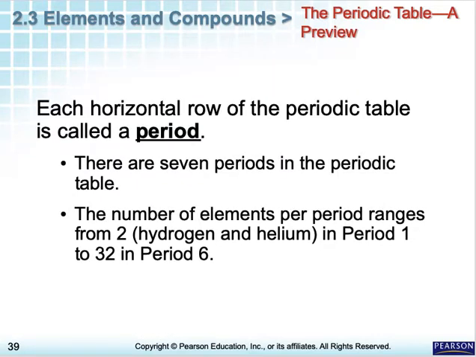And it continues on. Each row of the periodic table is called a period. You do need to know that. It is one of your vocab words. There are 7 periods on the periodic table. The number of elements per period ranges from 2 for the first period up to 32 in period 6. You'll notice there are some elements listed below the periodic table, and that's because they should be inserted, but it would make the periodic table very, very wide.